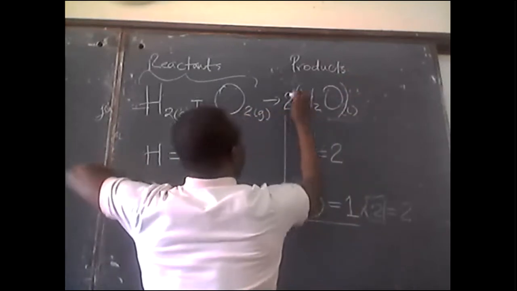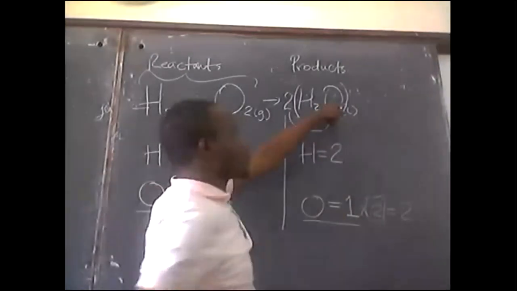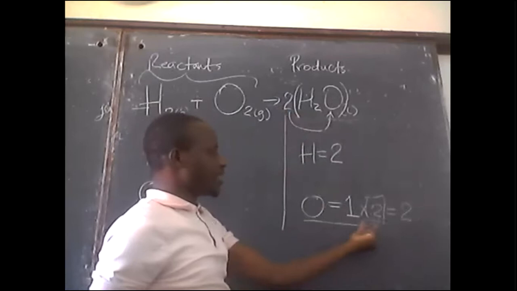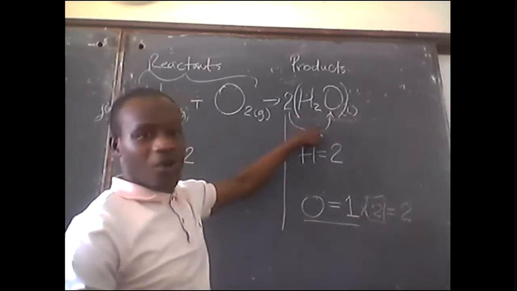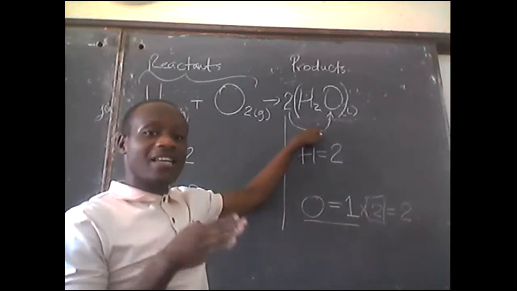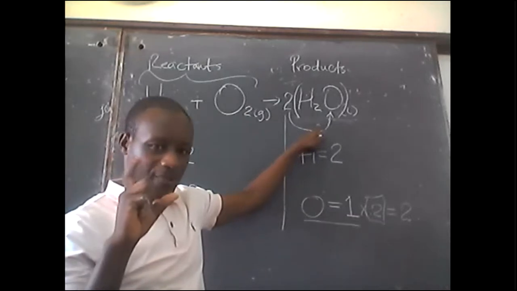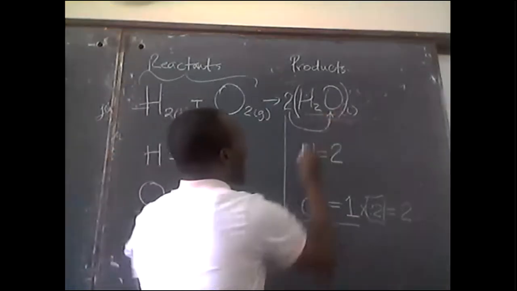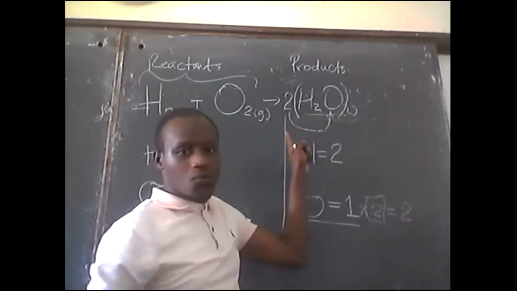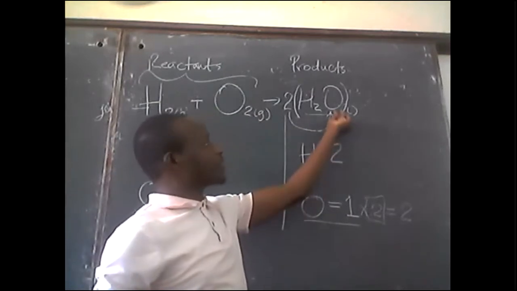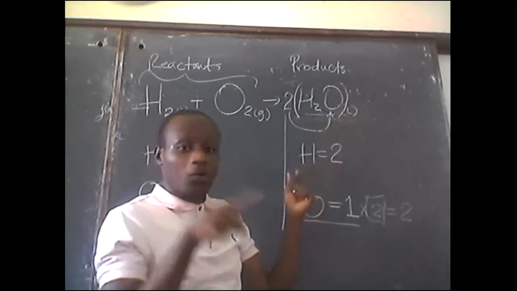That means that 2 affected oxygen. Initially, oxygen was 1, now oxygen will be 2. The only challenge that we'll have is that these 2 outside brackets, or these 2 on the left hand side of the formula, will affect all atoms inside the formula. So now when we look at this formula, how many atoms of hydrogen do we have now since we put a 2 outside? Because it is impossible for us to put 2 on oxygen only. We must put it on the left hand side of the whole molecule.